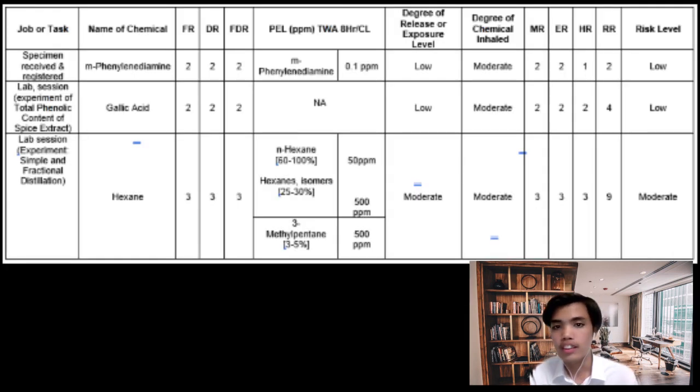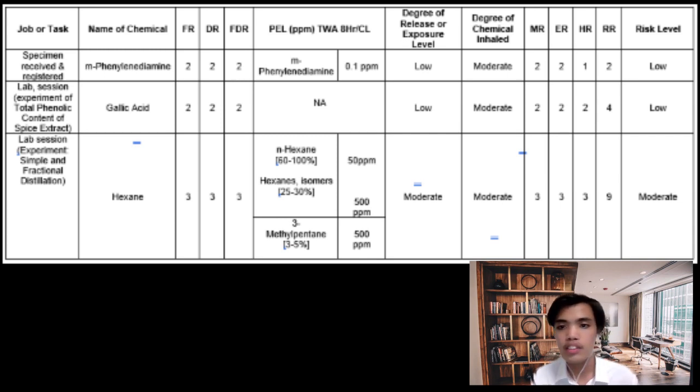Now we go for the second table, which is results of exposure assessment. This table shows the exposure rating for all chemicals. As you can see, we have three job or tasks. For the first one is specimen received and registered. The name of chemical is phenylethylamine. FR, DR, and FDR is in level 2.